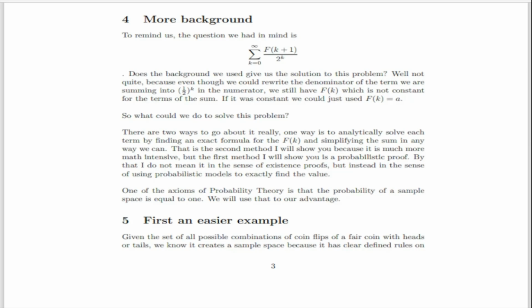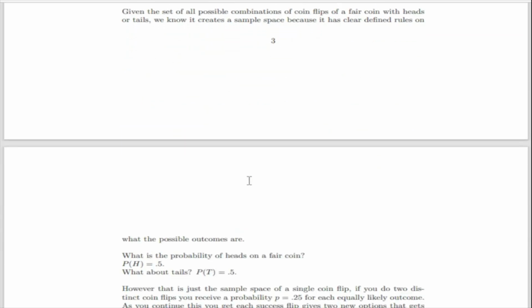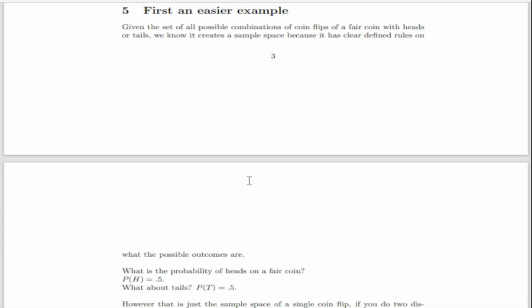One of the axioms of probability theory is that the probability of a sample space is equal to 1. We will use that to our advantage. First, an easier example. Given the set of all possible combinations of coin flips of a fair coin with heads or tails, we know that it creates a sample space because it has clearly defined rules on what the possible outcomes are. What is the probability of heads on a fair coin?